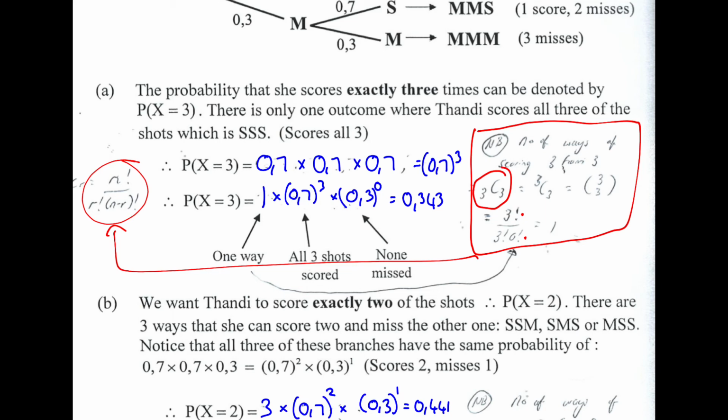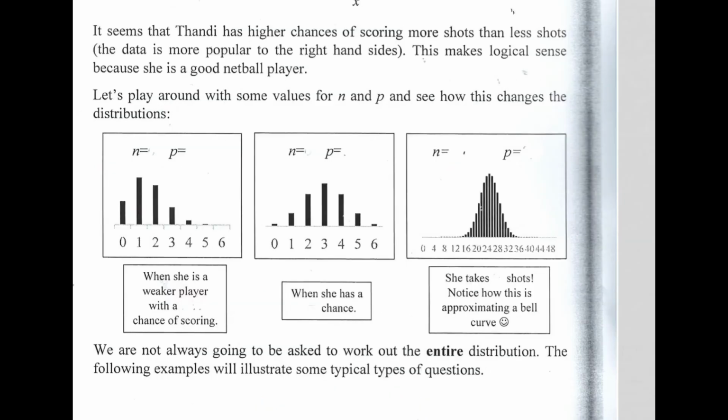All right, back to page 127. As I said, it seems Thandi has higher chances of scoring more shots rather than fewer, because we've just discussed that the data is more weighted to the right-hand side. But if we play around with the values of n and p, you can see how this changes the distributions. We're picking random values here, but you don't need to worry about them or take anything down other than what we're filling in. This is just so that you can understand how it's weighted.